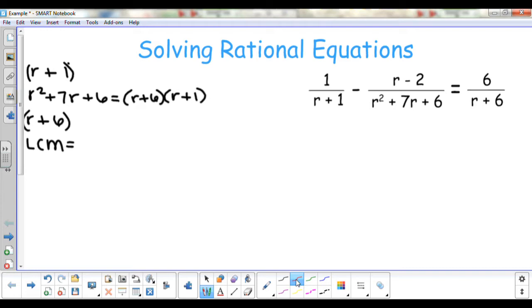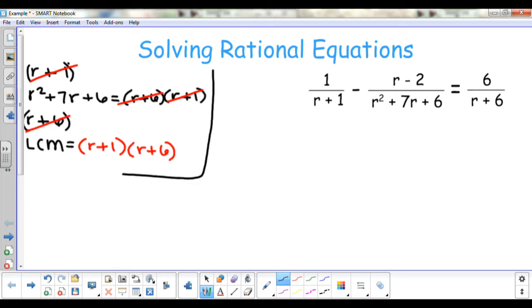So I have an r plus 1 in common with the first two terms, and my r plus 6 is in common with the second and third term. I have nothing left over as far as the factors, so my least common multiple between my three terms is going to be r plus 1 and r plus 6.